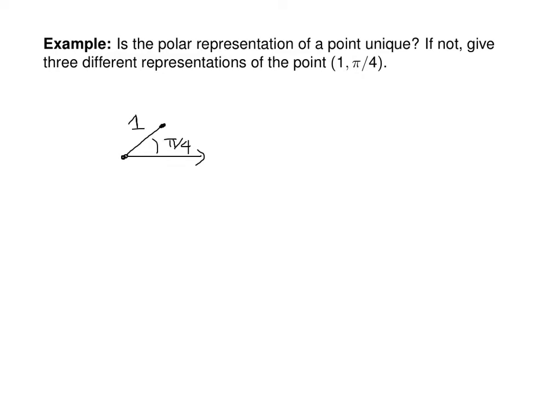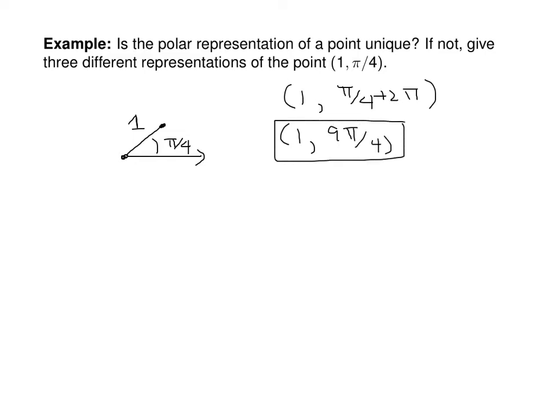But it would be the same point if you did (1, pi quarters plus 2 pi). So 2 pi is 8 pi quarters. That's the same thing as the point (1, 9 pi quarters). So that's one other representation.